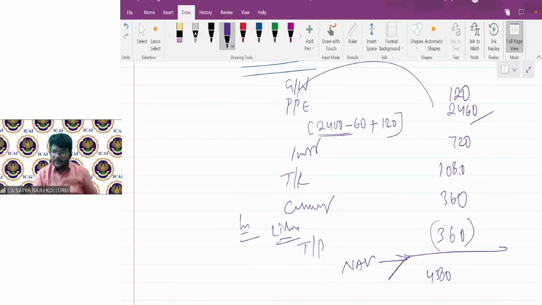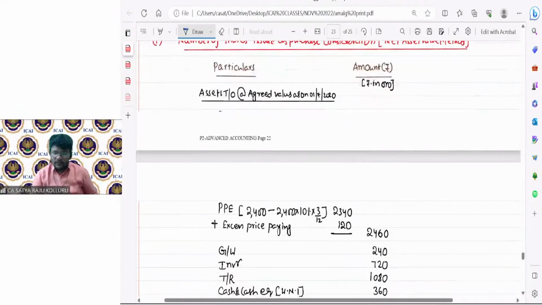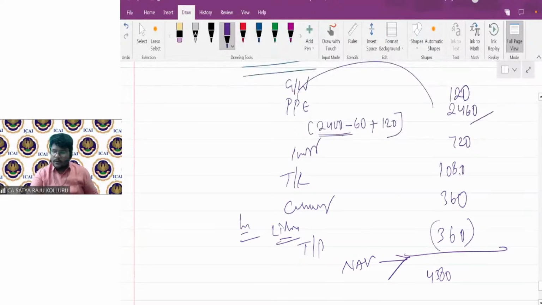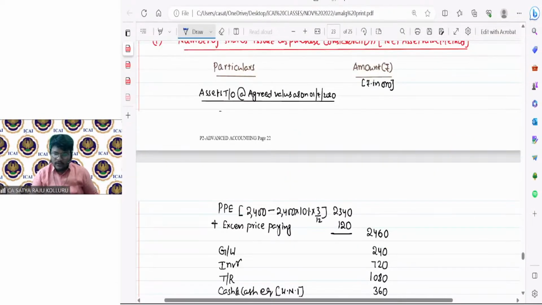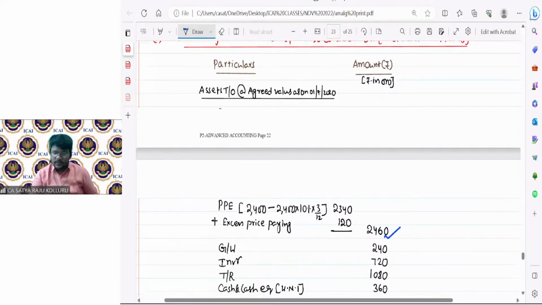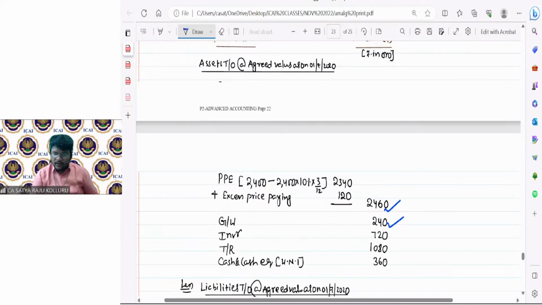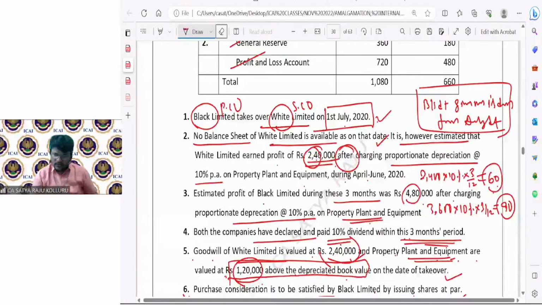Still, I think so it doesn't match. Just give me 1 second. Let me check the accuracy of 1 by 1 figure. Then we know if we ignored anything. Sir, PPE 2460 I considered. Yes, it's absolutely matching. Goodwill is 240, not 120. I'm so sorry, guys. Goodwill of White Limited is valued at 2,40,000 and property, plant and equipment are 120. Goodwill valuation is 240 only.